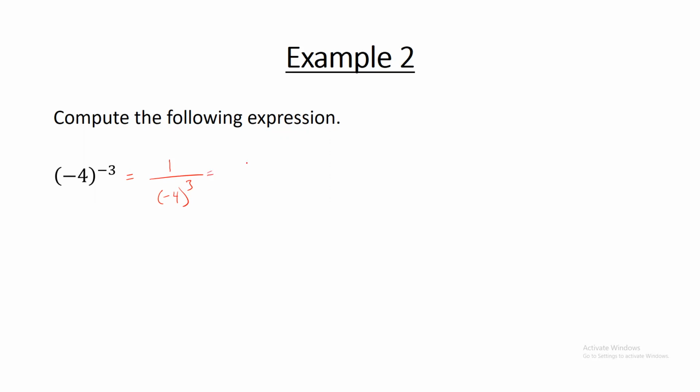Well, that's 1 over -4 times -4 times -4. Since we are multiplying negative by negative by negative, our answer is negative. And 4 times 4 is 16. 16 times 4 is 64. So the answer is negative 1 over 64.